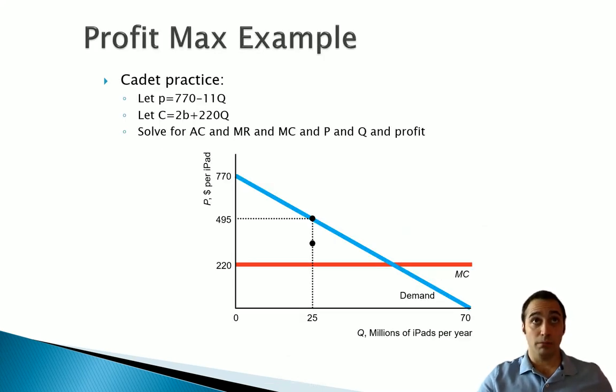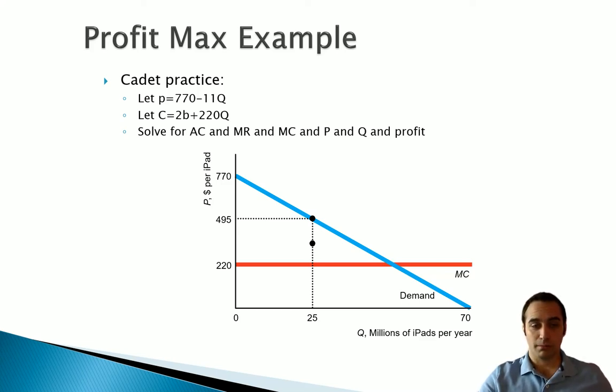Do this one on your own. Let P be given by 770 minus 11Q. Let cost be given by 2B plus 220Q. And solve for average cost, marginal revenue, marginal cost, price, quantity, and profit. Let me know how it goes.